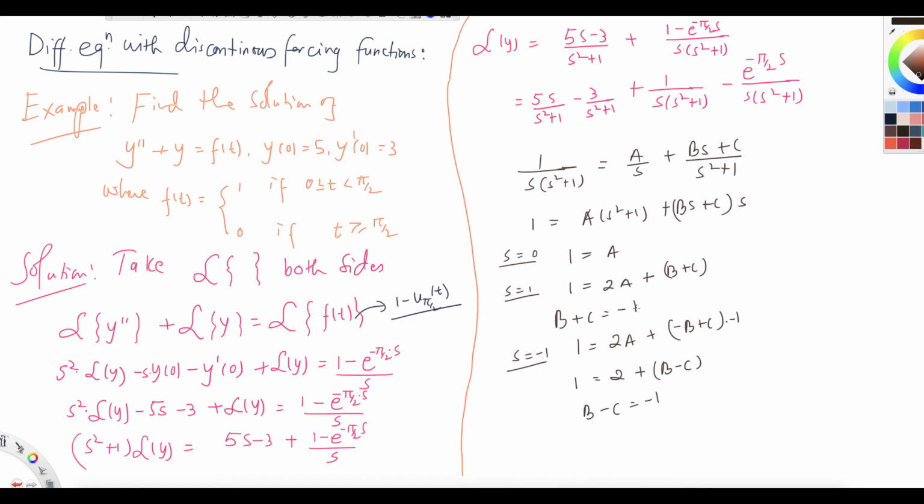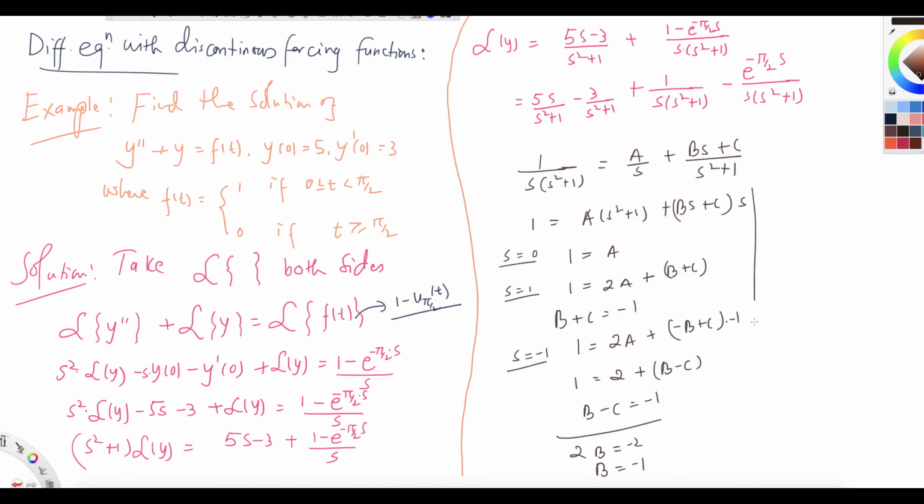So b plus c equals -1, and here you get b minus c equals -1. If you add these two, what do you get? You get 2b equals -2. So b equals -1 as well. If you put b equals -1, what do you get? C equals 0, right? So what do you get?